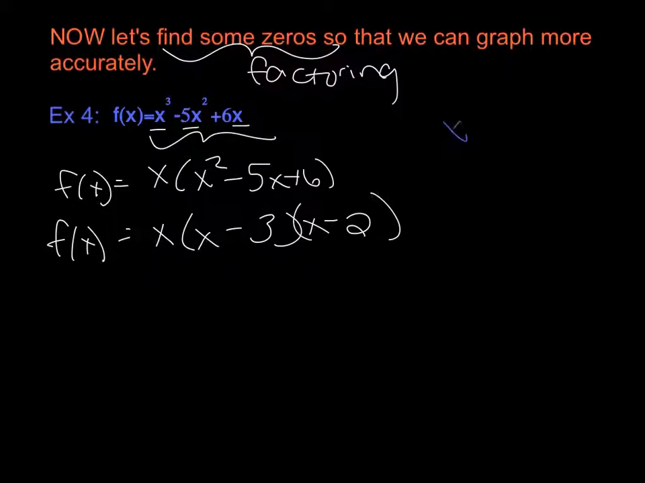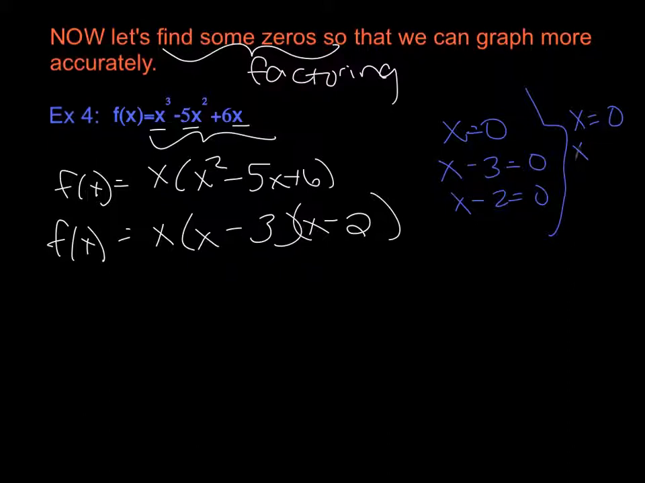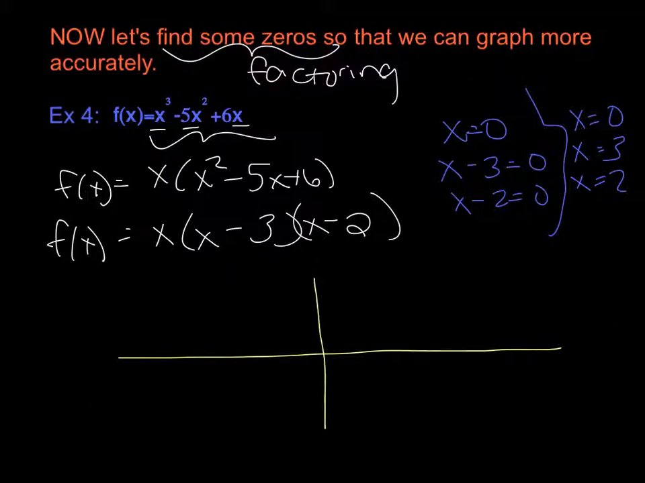Now each one of these, my x minus 3 and my x minus 2, I'm going to set equal to 0, and I'm going to get my zeros. So I'm going to get x equals 0, x equals 3, x equals 2. So those are the places that my graph is going to cross my x-axis. I'm just going to draw them on here. So I have 0, 3, and 2.